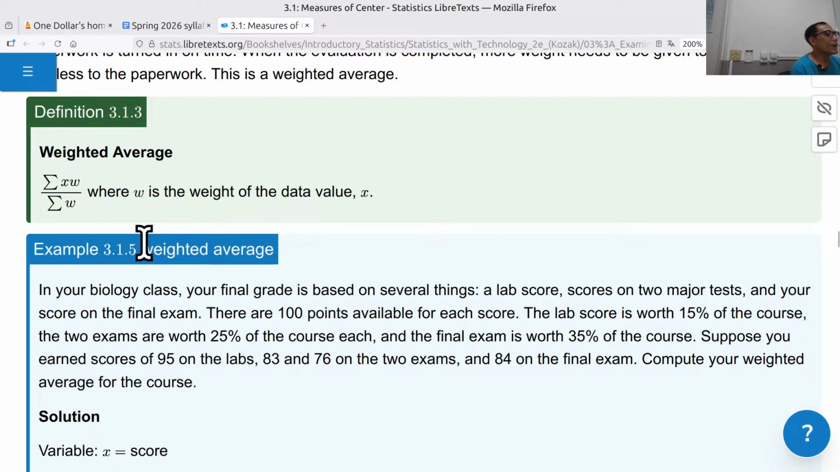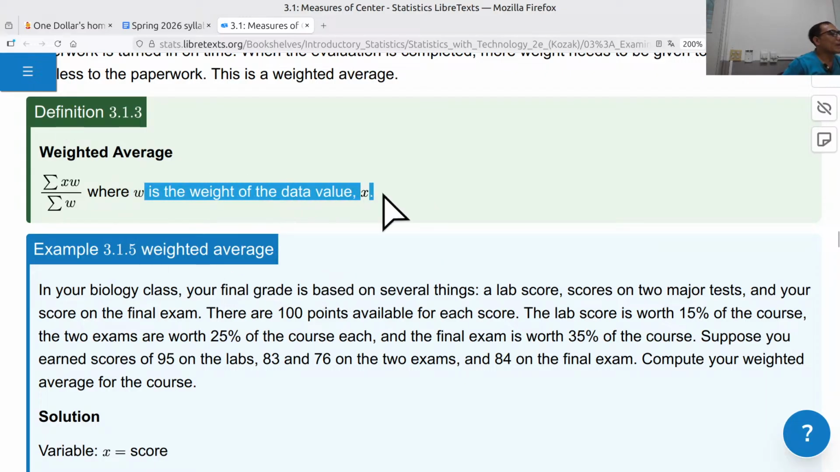Weighted average. I will explain this one. What does weighted average mean? Here W is the weight of the data value, and X is the data value.